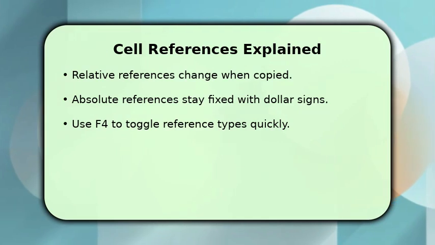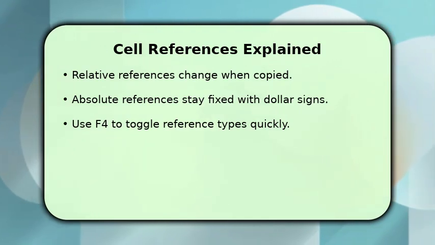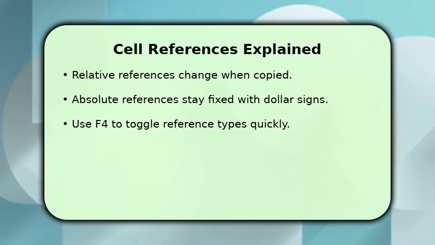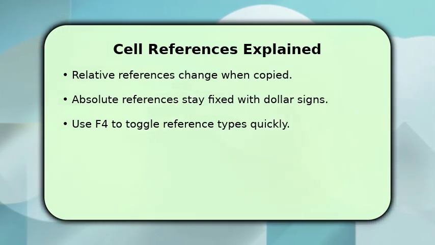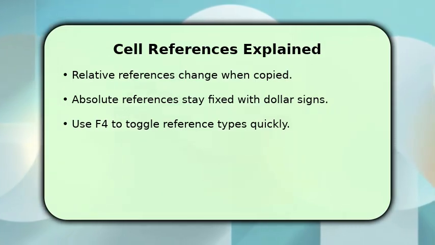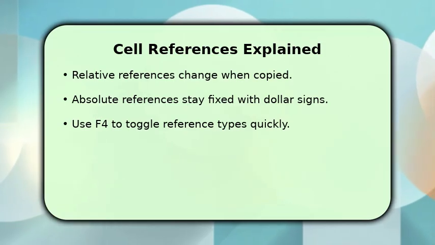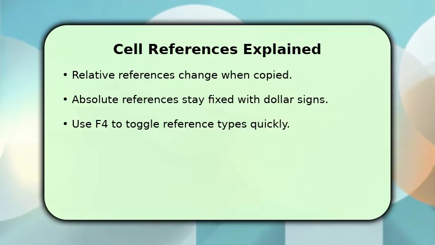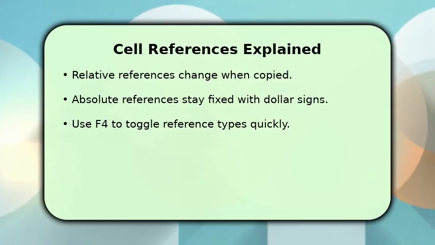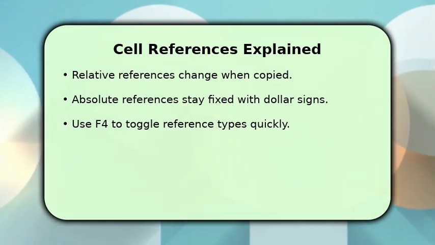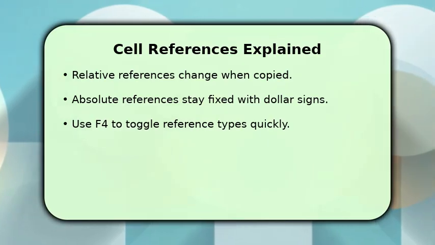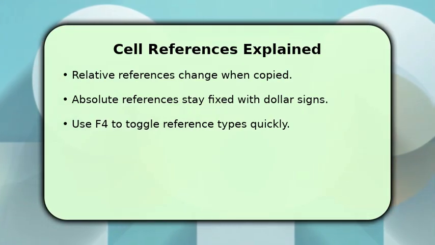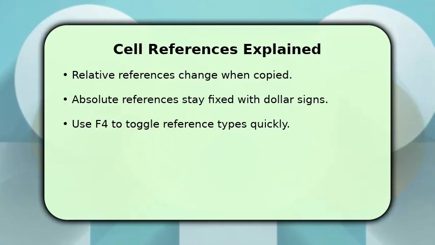Understanding cell references is crucial for efficient Excel use. Relative references, like A1, automatically adjust when you copy a formula to another cell, which is great for applying the same calculation across a column or row. Absolute references, denoted by dollar signs like $A$1, remain fixed no matter where you copy the formula. This is perfect for referencing a constant value. A handy tip: press the F4 key on your keyboard to quickly toggle between relative, absolute, and mixed reference types.